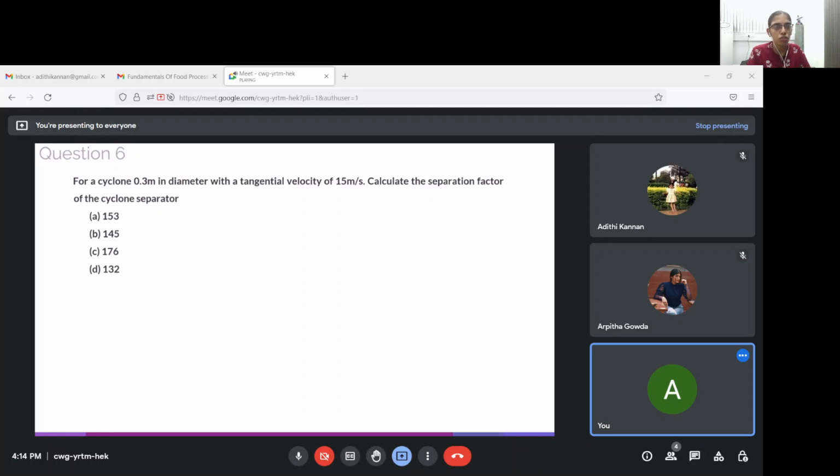We'll start with numericals. For a cyclone 0.3 meter in diameter with a tangential velocity of 15 meter per second, calculate the separation factor for the cyclone separator. As we remember, the cyclone separator will take in the air with the particles, form a cyclone, come down, hit the walls, and then the larger particles will come down due to gravity, whereas the rest of the fine air will rise up in a vortex manner, and you can collect the clean air from the other end. So for this, we need to calculate the separation factor. Any clue what a separation factor is in a cyclone separator?